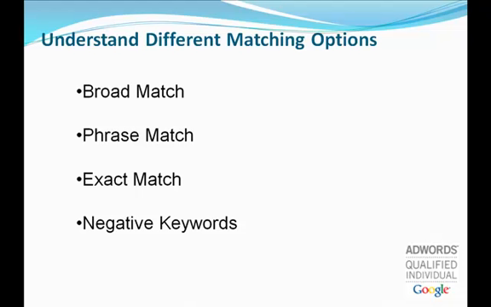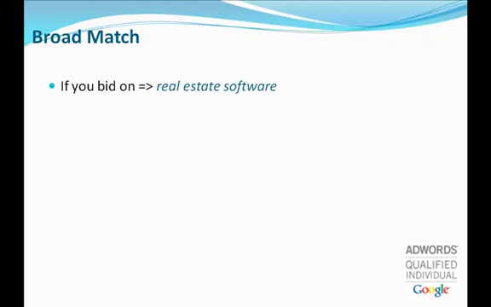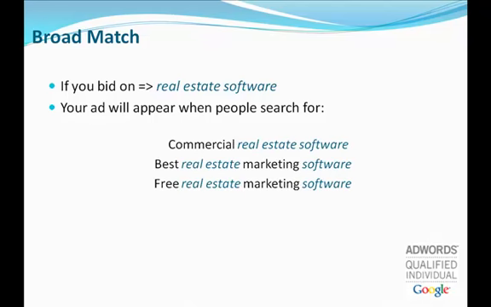Negative keywords are actually a way you can narrow down what you end up paying for. It's a modifier. The example we'll use is a company that does real estate software. If you choose real estate software with broad match, your ad will appear for any of these variations: commercial real estate software, best real estate marketing software, free real estate software, marketing software.